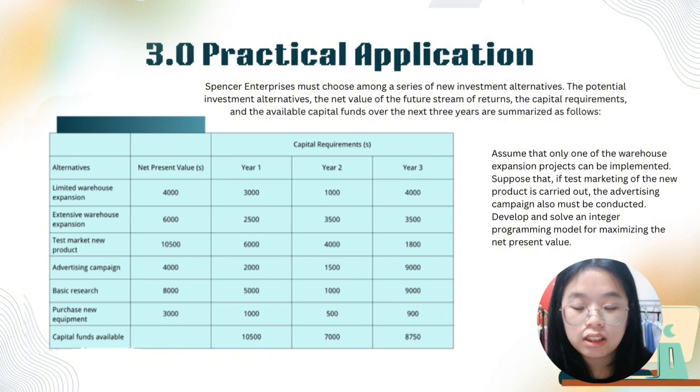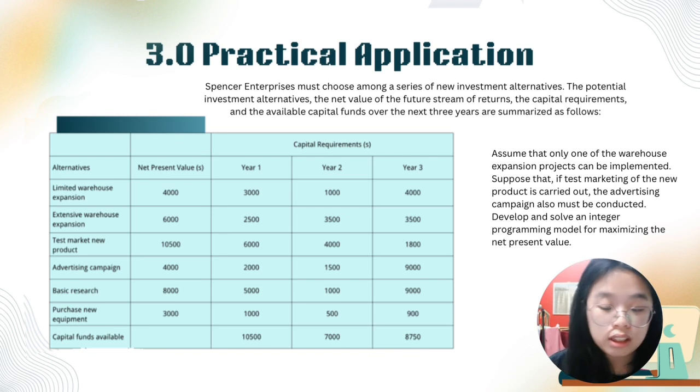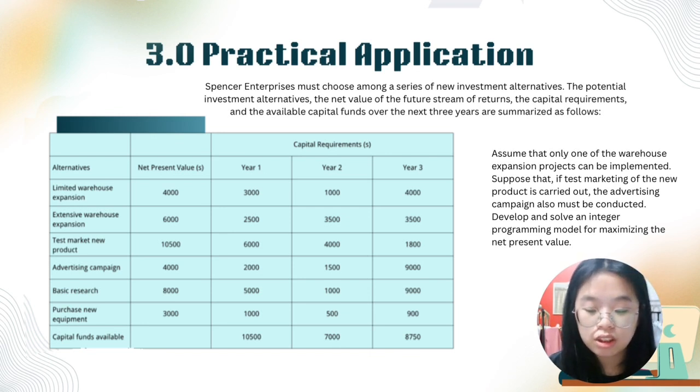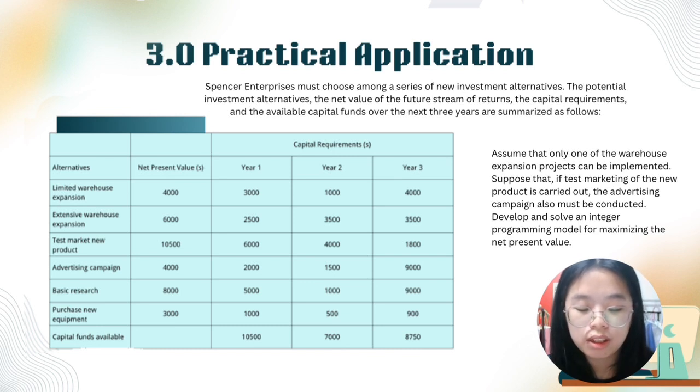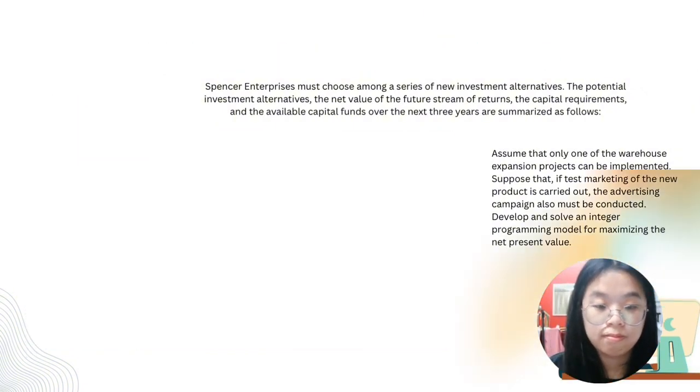For the alternatives, there are 6. First is limited warehouse expansion, extended warehouse expansion, test market new product, advertising campaign, basic research, purchase new equipment. For this, assume that only one of the warehouse expansion projects can be in place. Suppose that if the test market of the new product is carried out, the advertising campaign also must be conducted. Develop and solve an integer programming model for maximizing the net present value.